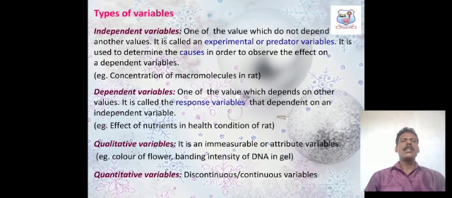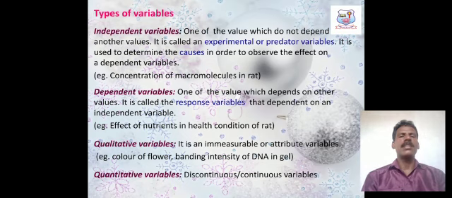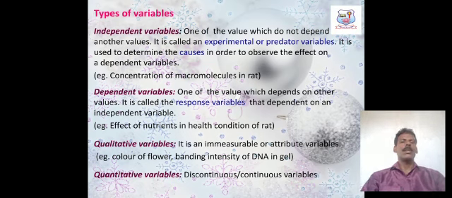So that is known to be an independent variable. There is no particular relationship with each and every data. What is a dependent variable? One value which depends on other values. So each and every value is highly related with each other. It is otherwise called a response variable, so it is dependent on the independent variable.